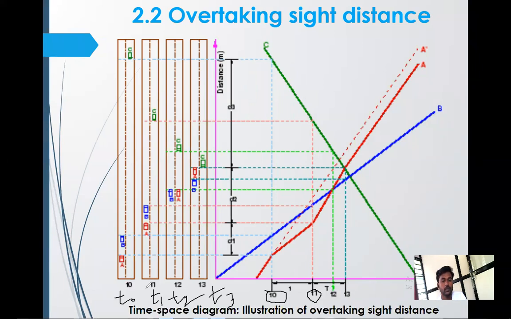That is time. It is not 1 0, 1 1, 1 2, 1 3. It is T0, T1, T2, and T3. It's T. It looks like 1. T0, T1, T2, and T3. And these distances are T1, T2, and T3.